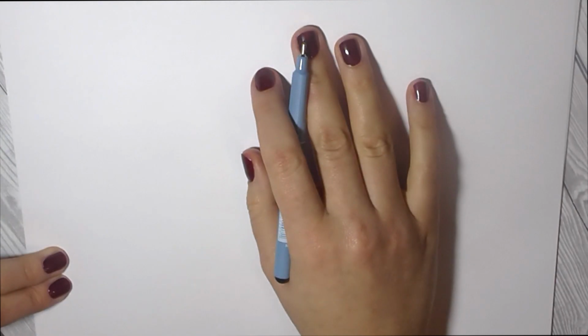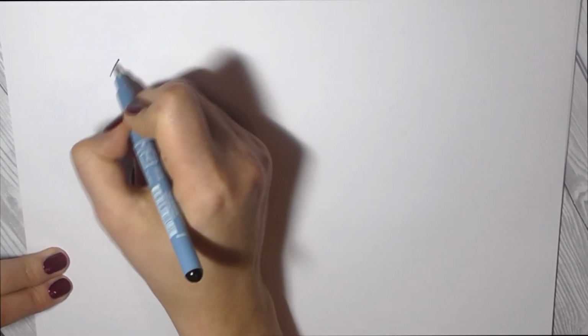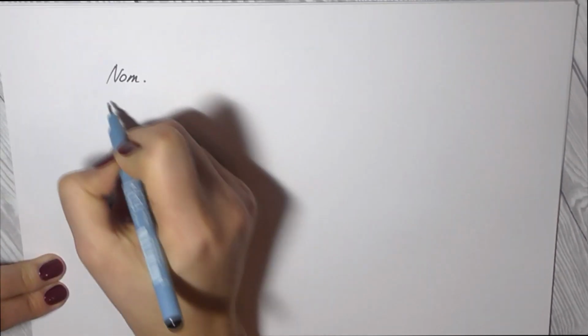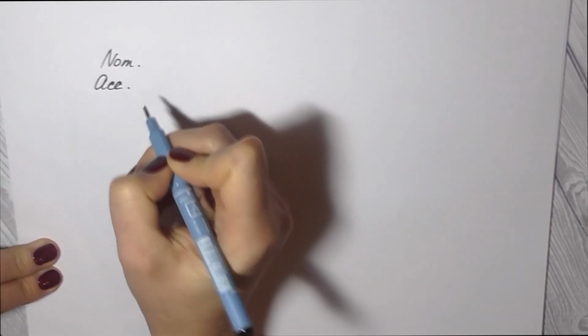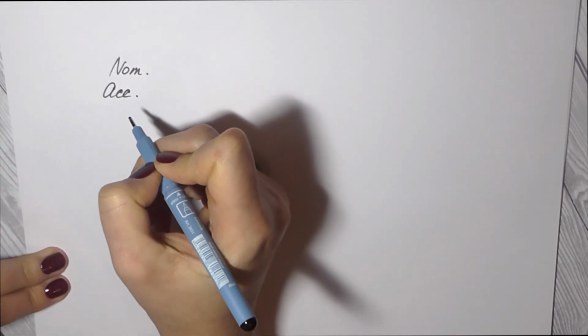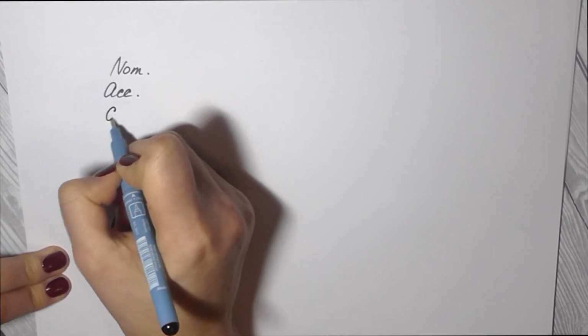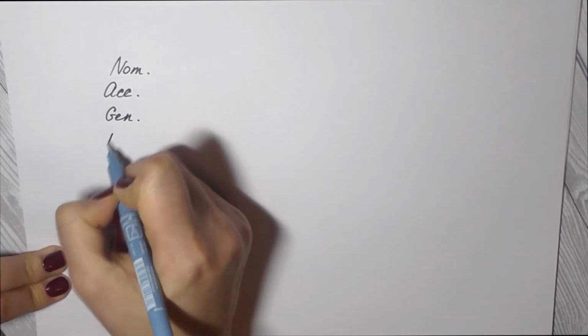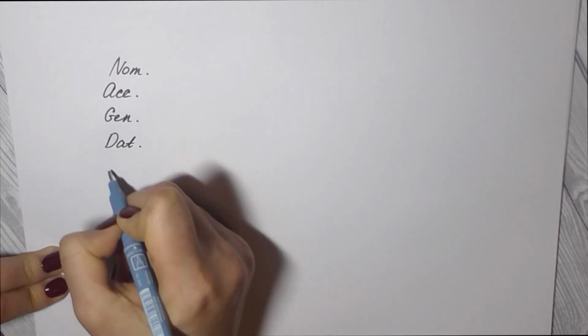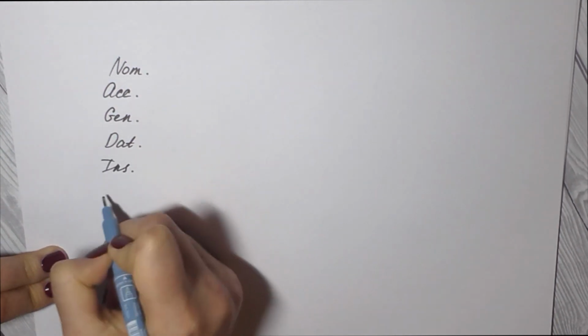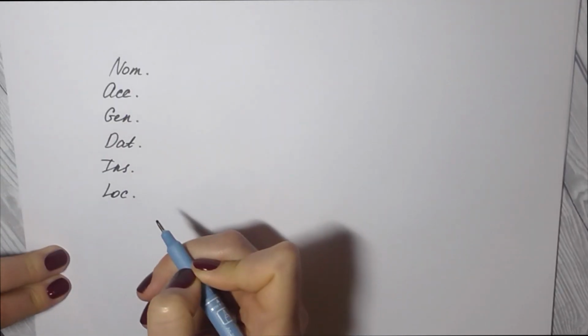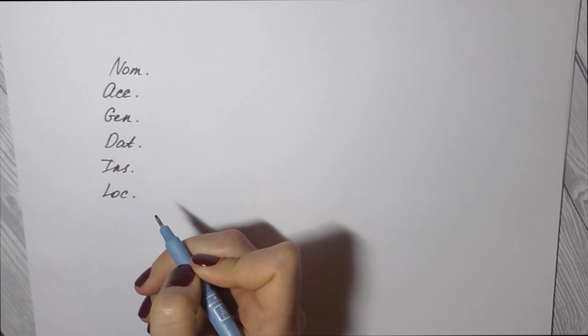So in Russian, there are 6 cases. They are nominative, accusative, and I'm writing shortened forms. There is genitive case, dative, instrumental, and locative. 6 cases. Let's have a quick look at them.